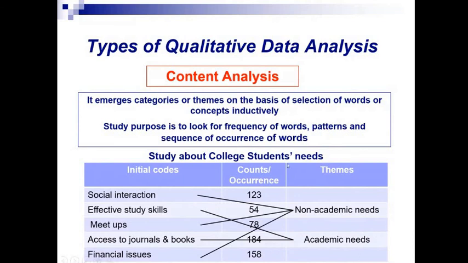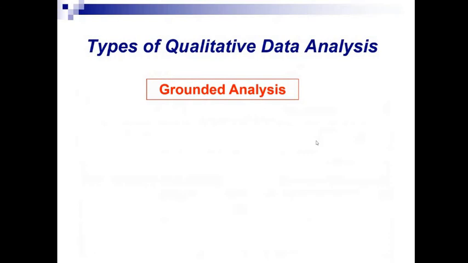So again, what we do for content and thematic analysis is just the same. The only difference would be the counts or occurrences that we take note of in content analysis, because the purpose of the study is to look for the frequency of words, patterns, and sequence of occurrence of words that we got from our participants. Okay, clear? Right. Now let's move on to grounded analysis.